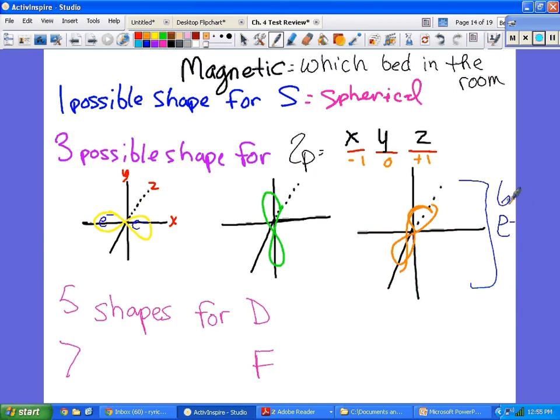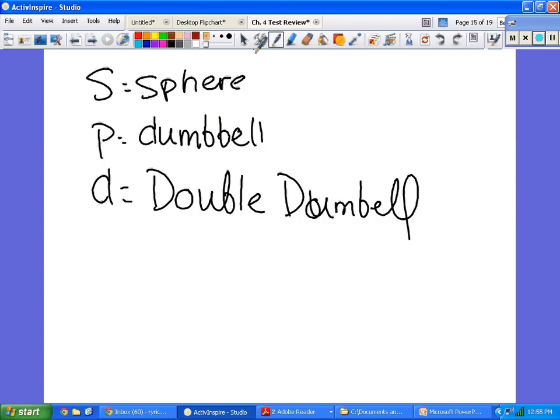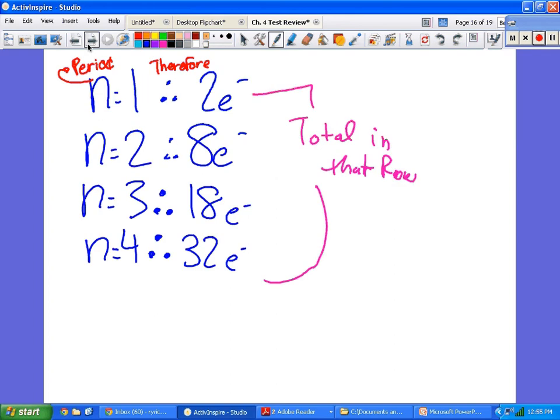Now, there are five shapes for D and seven shapes for F, but we don't ever have to know about those. These are your shapes. Know them, live them, breathe them. This is important. This is the concept that I haven't done a whole lot of talking about, and I really want to get this in before the bell.